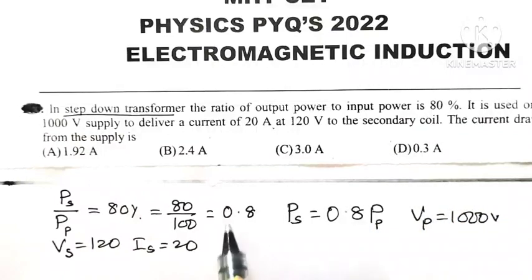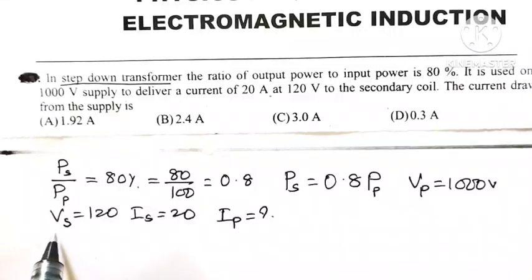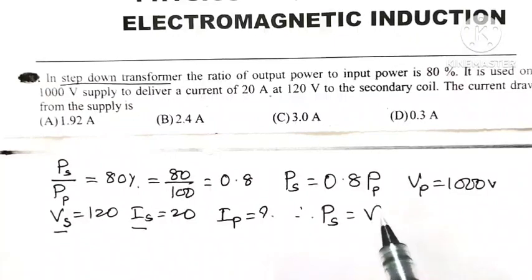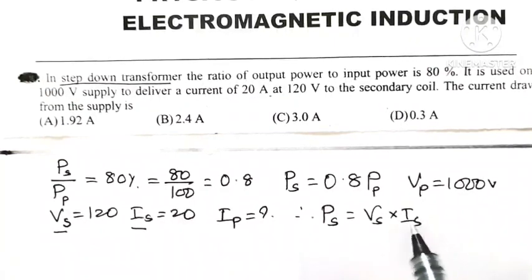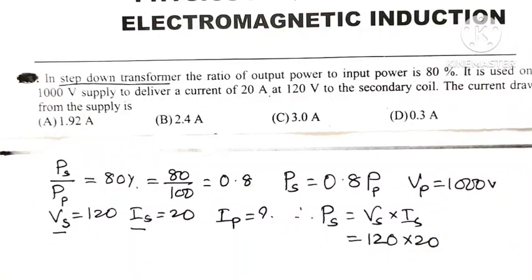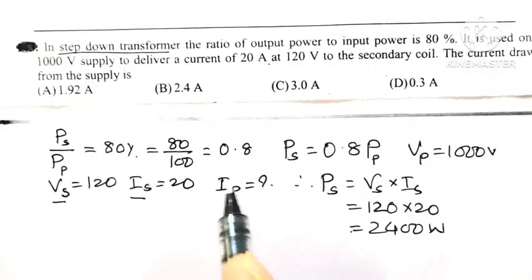Then the current drawn from the supply, Ip, we want to calculate. See here, we know the value of Vs and Is. Therefore, power in secondary is equal to voltage across secondary multiplied by current in secondary. What is voltage across secondary? It is 120. Current in secondary is 20. So, power in secondary is equal to 120 into 20. It means it is 2400 watt. Now, we want to find out current in primary.